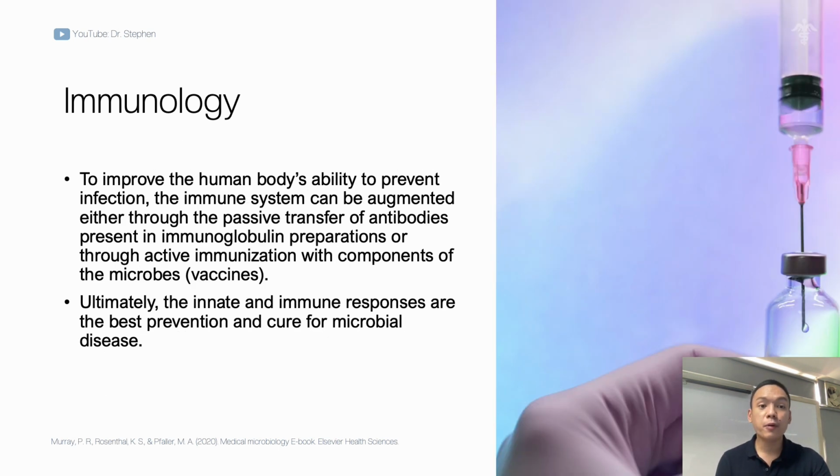And to improve your body's ability to prevent infection, your immune system can be augmented either through the passive transfer of antibodies, which is present in immunoglobulin preparations, or through active immunization with the components of the microbes. We call them your vaccines. And ultimately, the innate and adaptive immune responses are the best prevention and cure for any microbial disease.